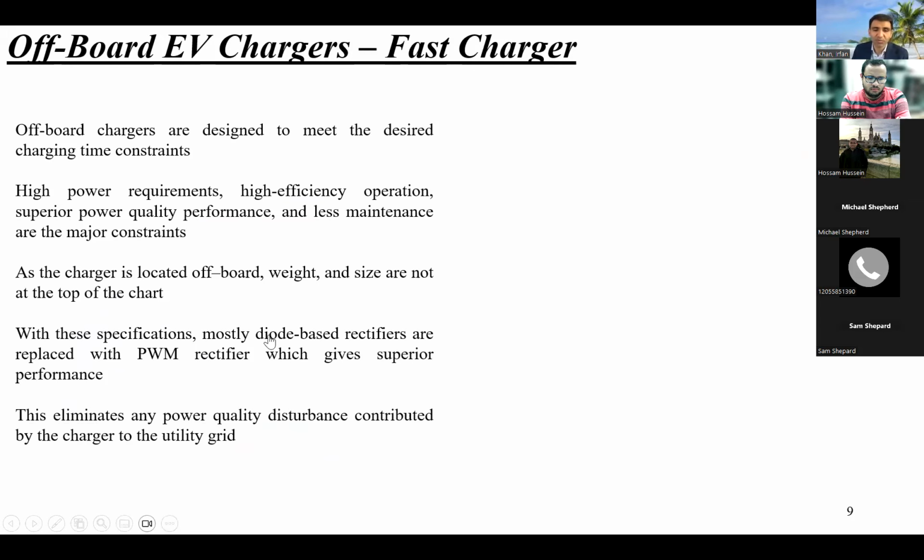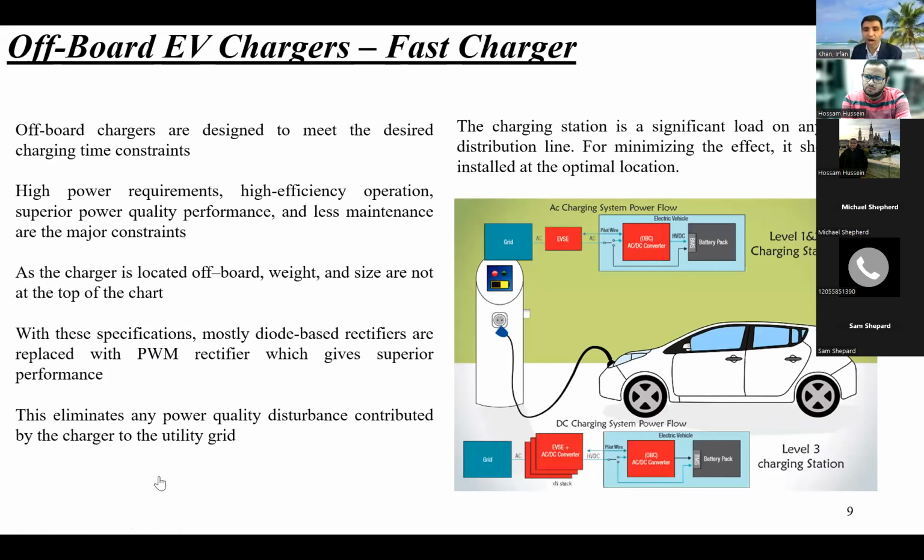With this specification, mostly diode-based rectifiers are replaced with PWM rectifiers, which give superior performance. This eliminates any power quality disturbance because we are using PWM rectifiers. And how do they look? We have the off-board charger, and this is the onboard charger. So our vehicle has both capabilities. It can be charged with the onboard charger, or we can bypass it with the off-board charger. So we can bypass over here to charge our battery.